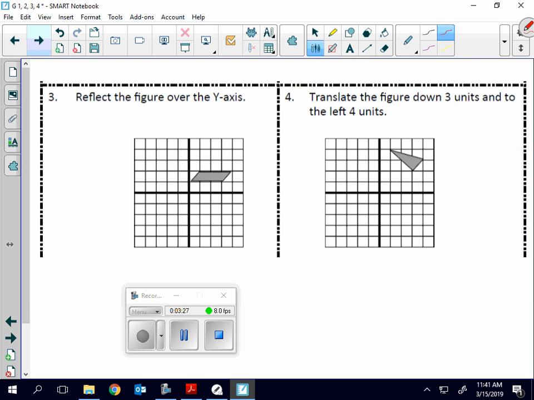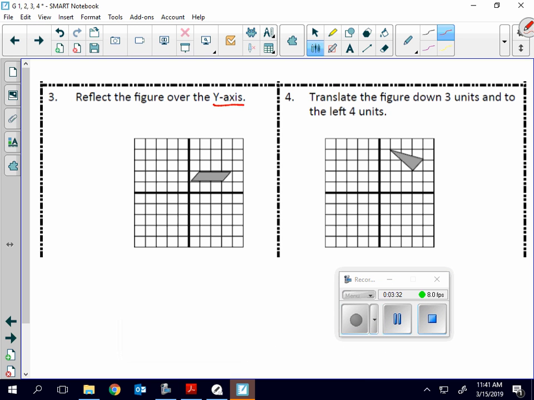Okay, number 3. We're going to reflect this over the y-axis. Be careful. Some people get confused and they do the wrong axis. So I'm going to use a little highlighter just to show you that this is the axis I'm reflecting it over. Okay? So that means every point has to be the same distance on the other side. So if this point, we're just going to pretend that's right on the axis, so it's not going to go anywhere because it didn't go anywhere when it reflects. So that's going to stay the same.